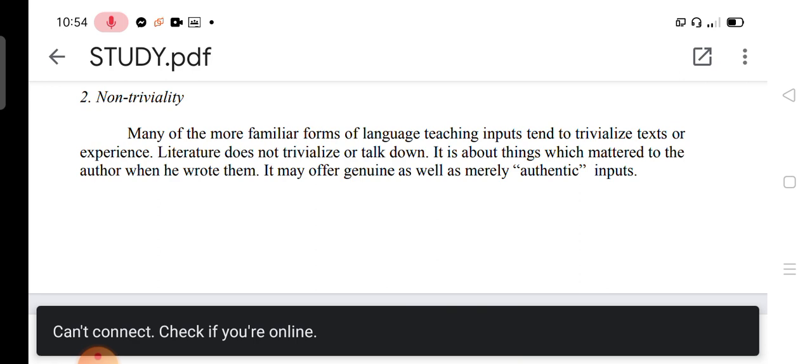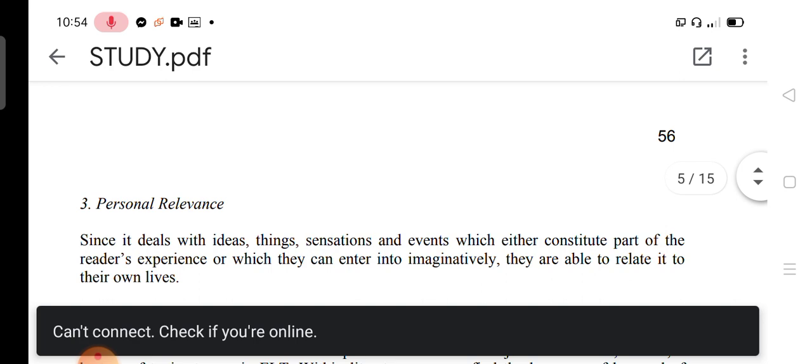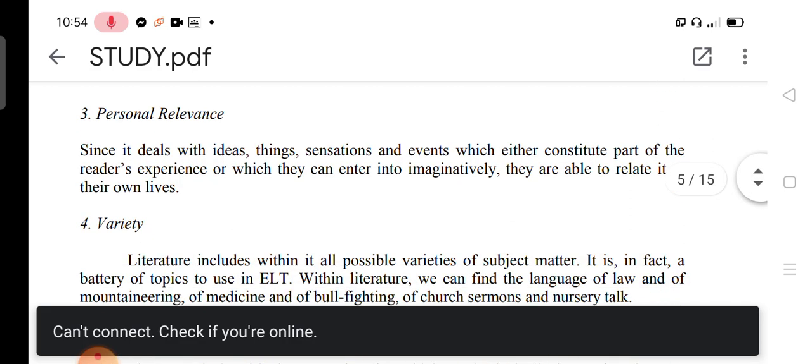So there is seriousness in all of the words put together by the writer. It's not just a simple sentence which doesn't make sense. It's not just a simple piece of writing which doesn't make sense. It always makes sense. That's why it is effective as a tool to teach language.